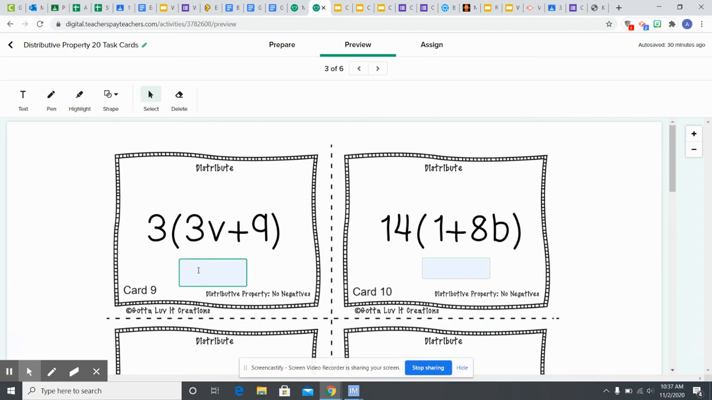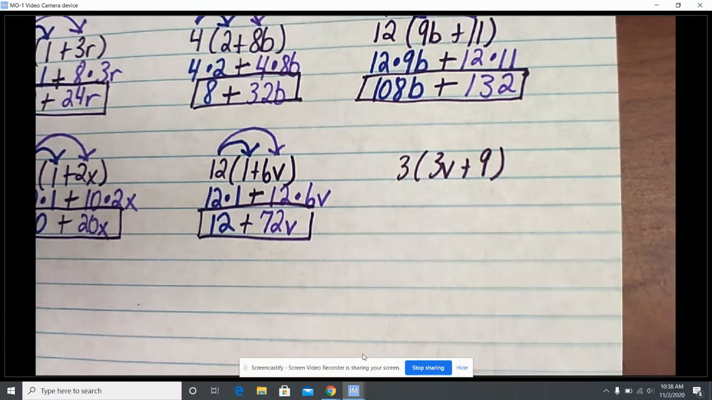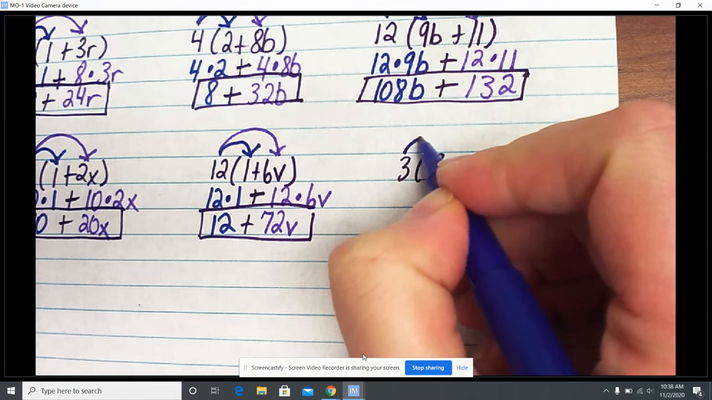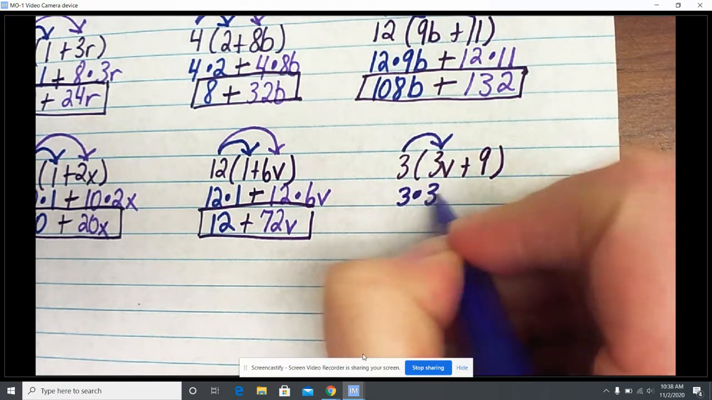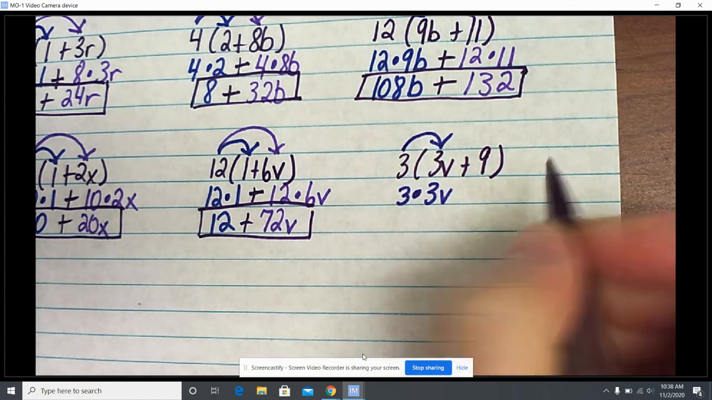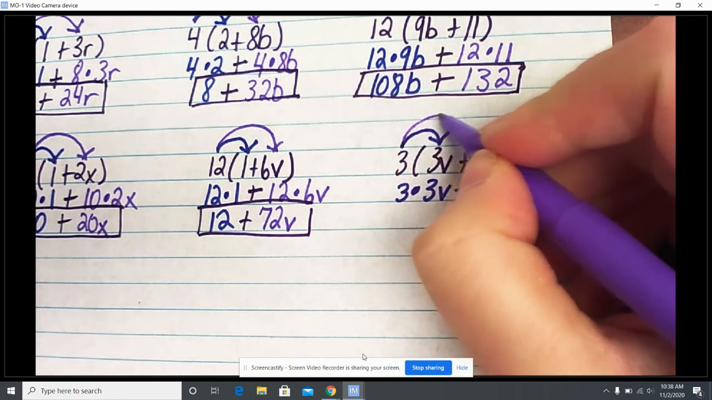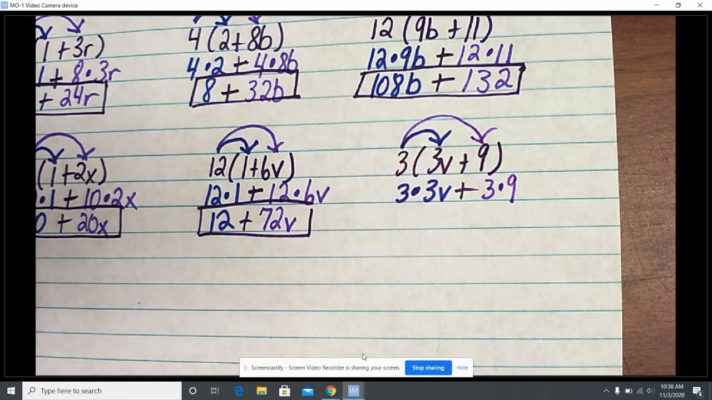We've got 3 parentheses 3v plus 9. All right. So distribute out my 3 with my 3v first. That means I'm taking 3 times 3v plus, distribute out my 3 with my 9, so 3 times 9.